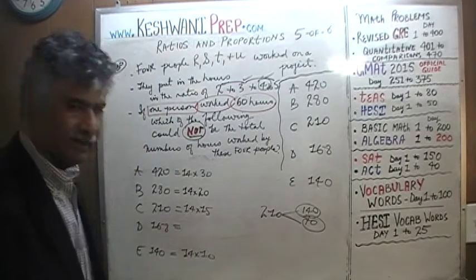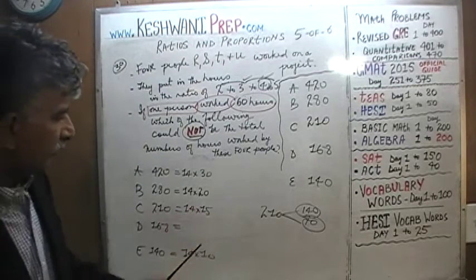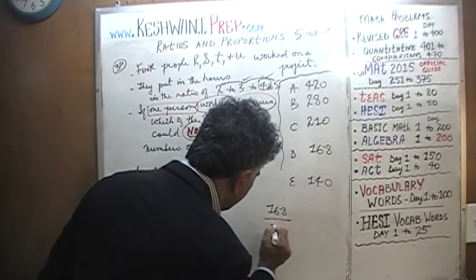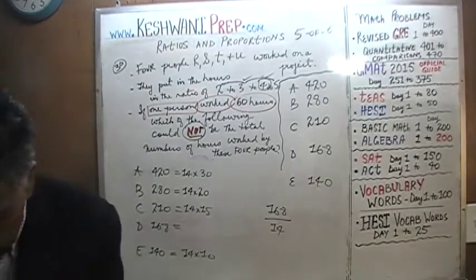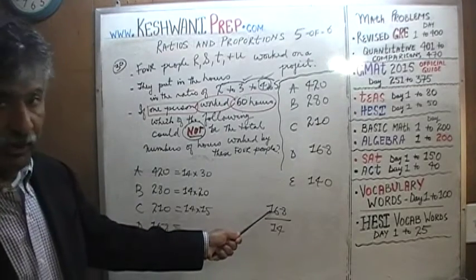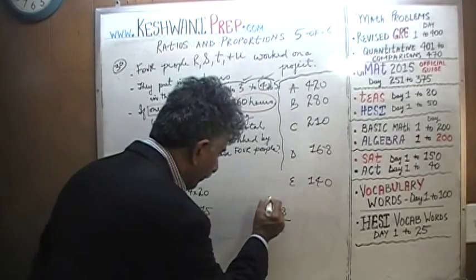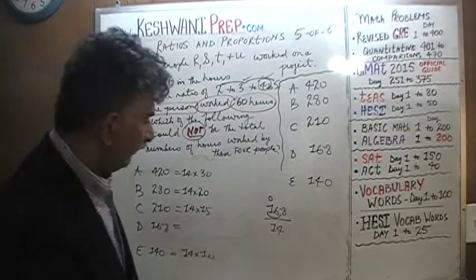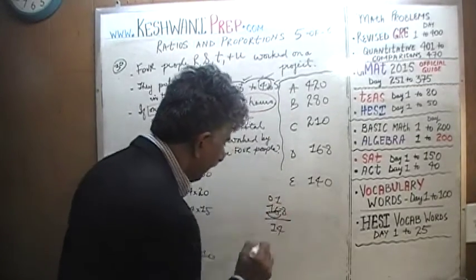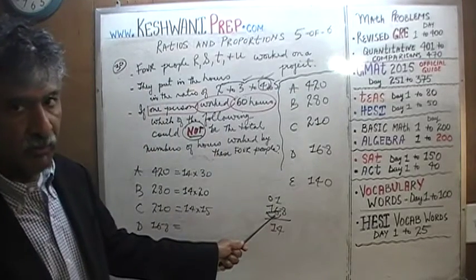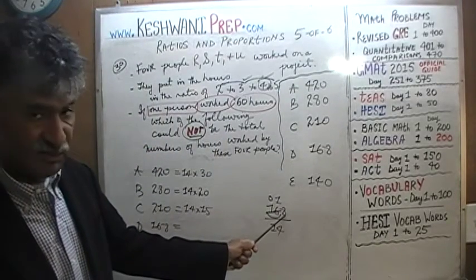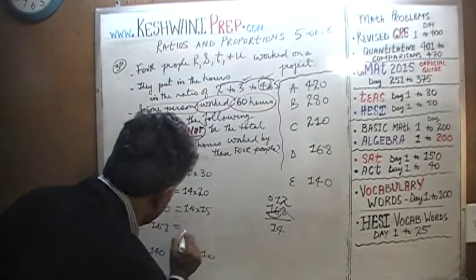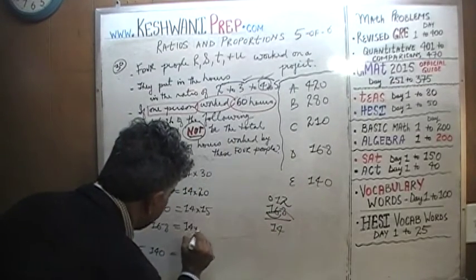What about 168? 168 is a tricky one, we're going to have to do it out here. 168 over 14. How many 14s does 1 have? 1 has no 14. That 1 goes and joins the 6, becomes 16. How many 14s does 16 have? 16 has one 14. After we take away 14 from the 16, we have a remainder of 2. That 2 goes and joins the 8 and becomes 28. And 28 has 2 14s. So it is 14 times 12.